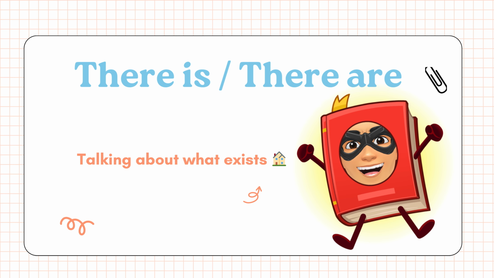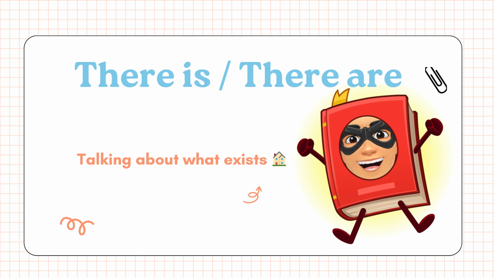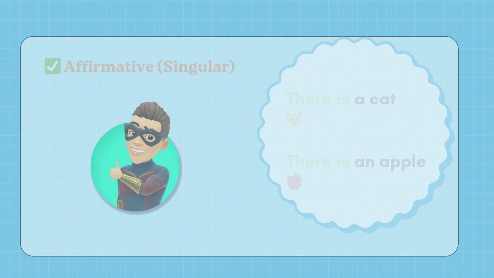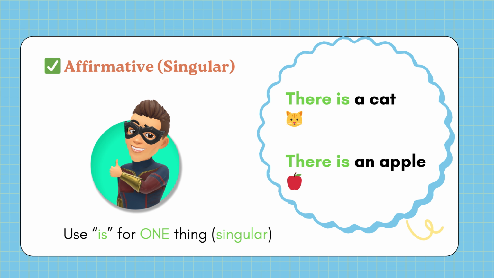When we want to say something exists, like a table, a window, or some people, we use there is or there are. These phrases help us paint a clear picture with words, whether it's one thing or many. By the end of this lesson, you'll be able to confidently say what's in a room, a picture, or even your imagination. When we talk about just one item, we use there is.